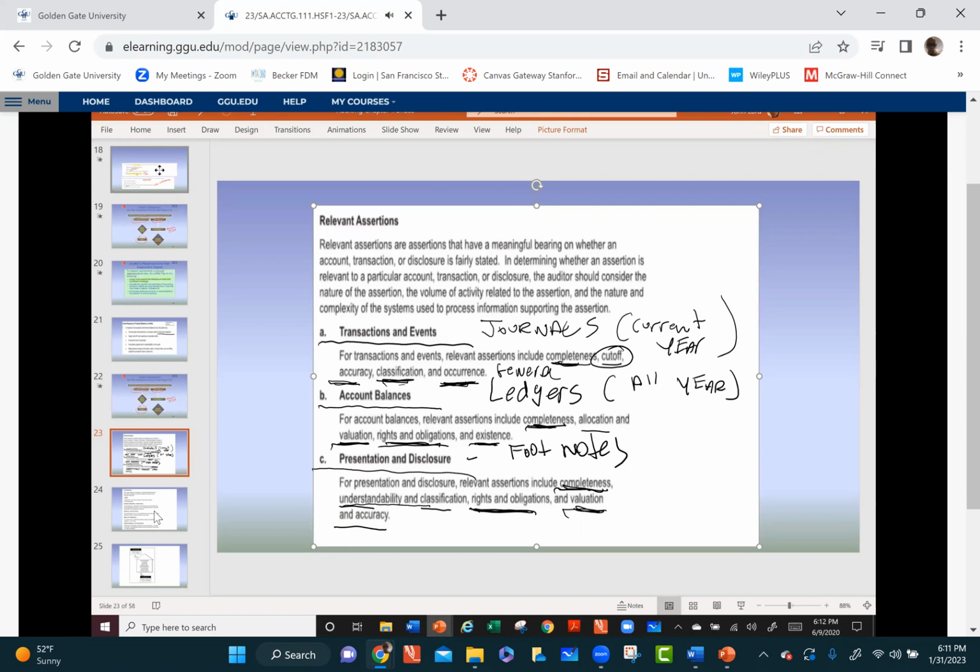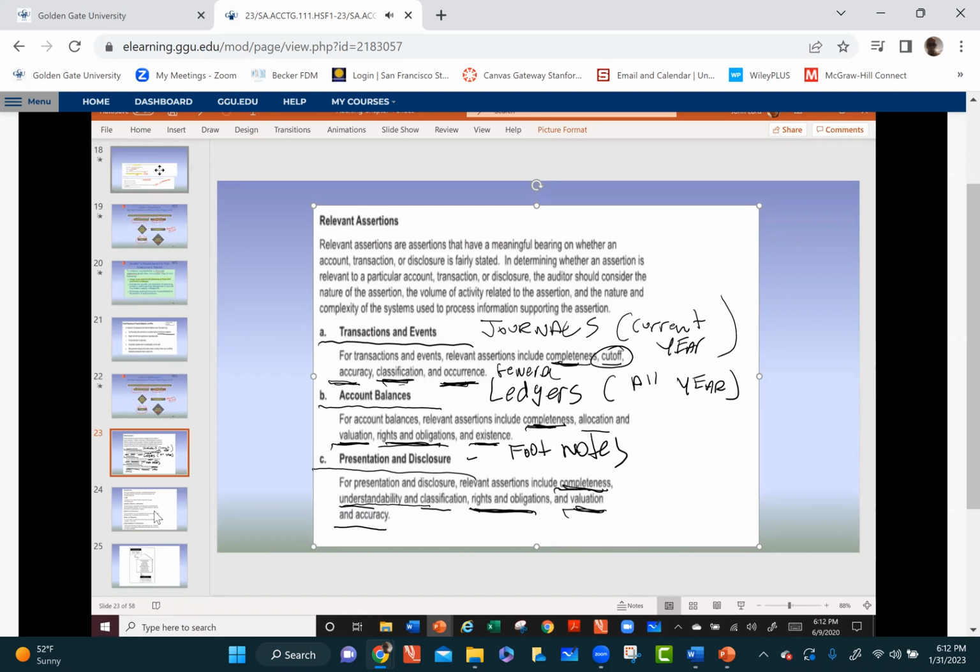Okay, so when you look at these, I know it's a lot of information on one slide, and you're kind of like, huh, how am I supposed to take all this in? Right now, I'm just wanting you to start to get a notion of how we design our audit procedures around assertions.